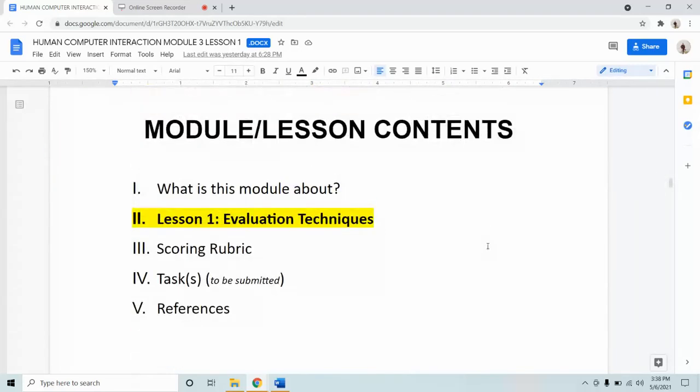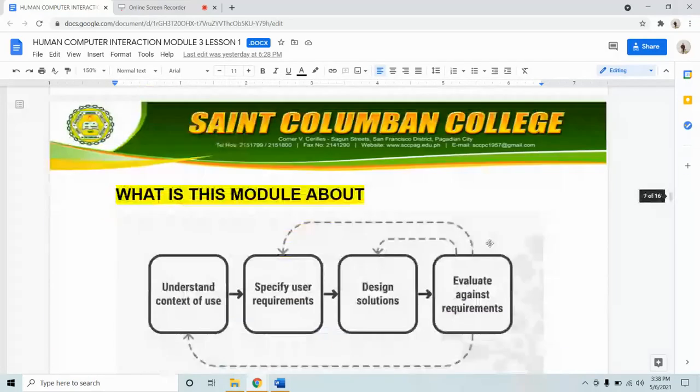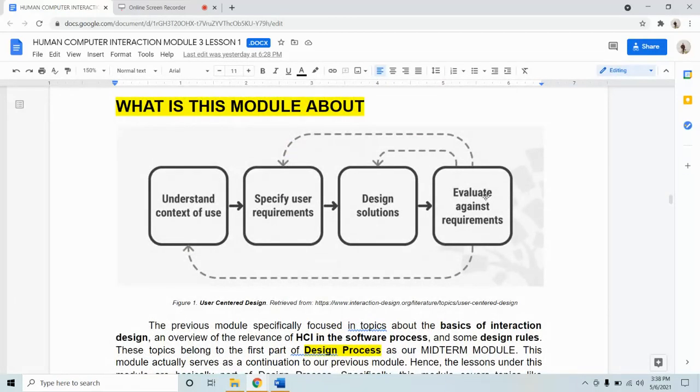Basically, the lesson of this module is going to be what we call evaluation techniques. One of the important phases in the design process is to evaluate our artifact or our design against the requirements. Please remember that the requirements come from the end users, and it is vital that we model or design or develop our artifacts according to what the user needs. So this lesson is going to provide you evaluation techniques.